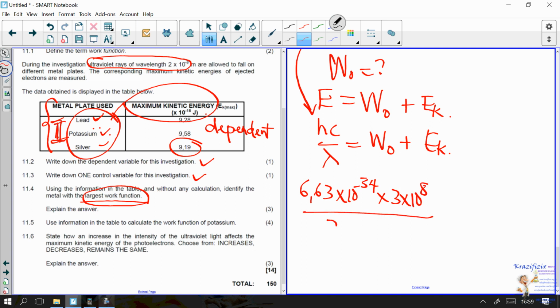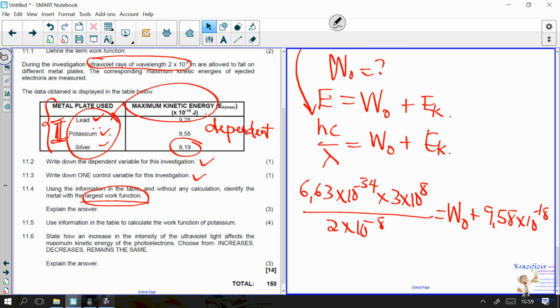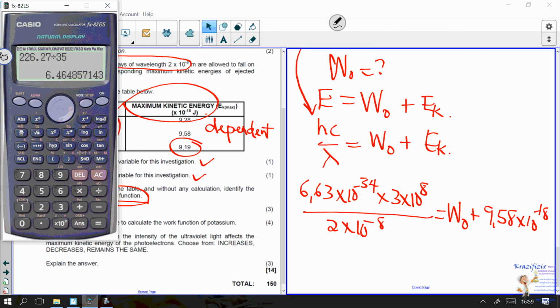What's my wavelength? It's 2 times 10 to the power negative 8. And that should be equal to work function plus 9,58 times 10 to the power negative 18. Okay, calculators quickly. Let's run to our calculators. What do we have? 6,63 times 10 to the power negative 34 times 3 times 10 to the power 8, over my wavelength, which is 2 times 10 to the power negative 8. And my answer now is 9,945 times 10 to the power negative 18.